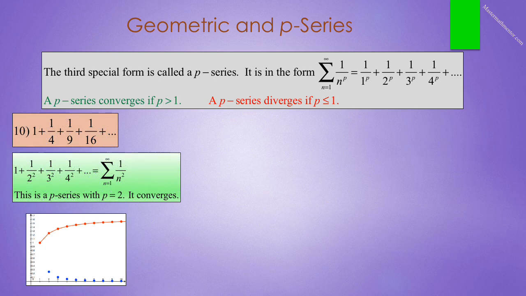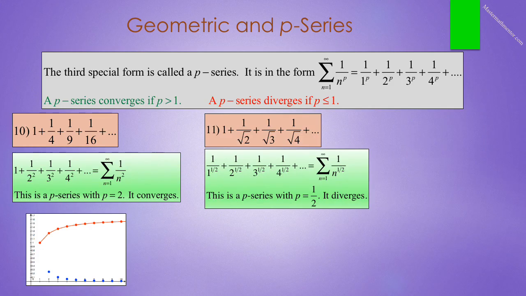Here is a graph of the sequence in blue and the series in red. It does appear that the series is converging to some limit, but the p-series test does not tell you what that limit is. It just tells you that it does exist.